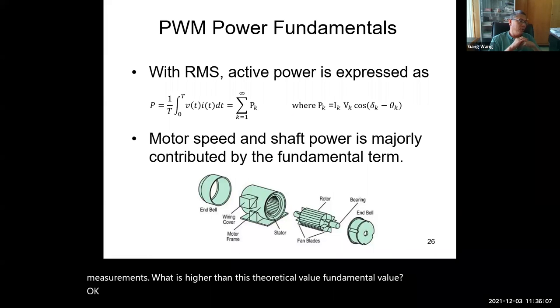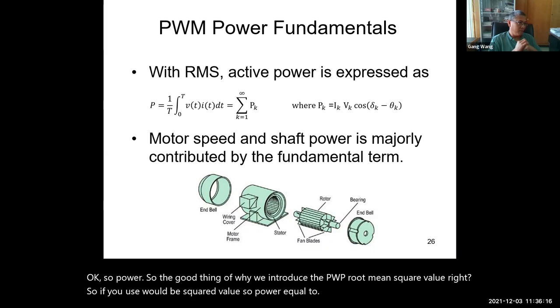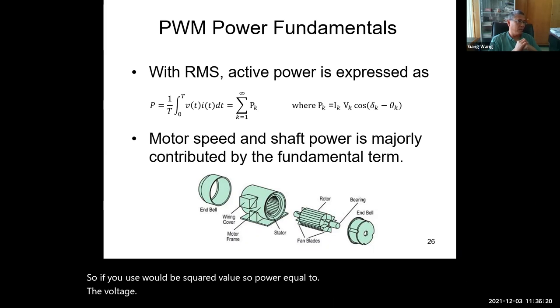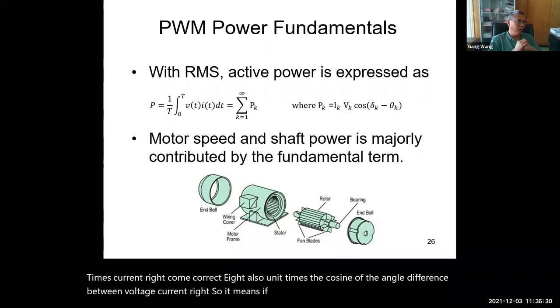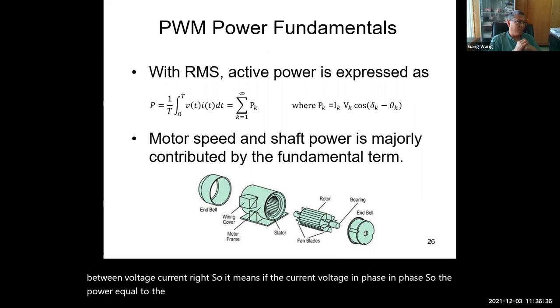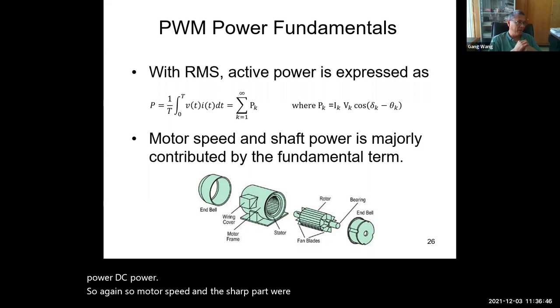Okay, so power. The good thing about introducing the root mean square value is that power equals voltage times current, also times the cosine of the angle difference between voltage and current. So if the current and voltage are in phase, power equals current times voltage, and you can use the same equation as DC power. Again, motor speed and shaft power are mainly contributed by the fundamental term. The fundamental term contributes the real shaft power if we are powered by a VFD.